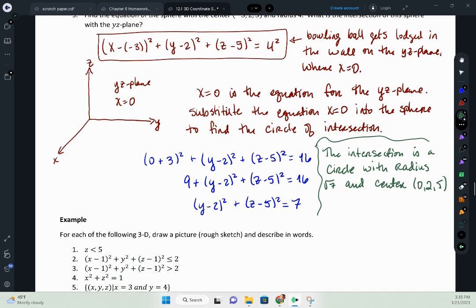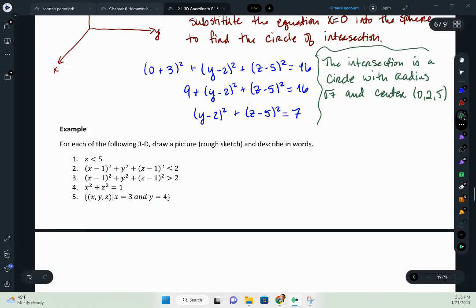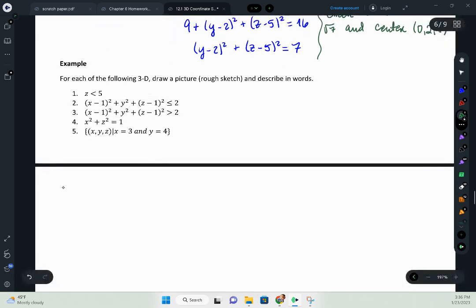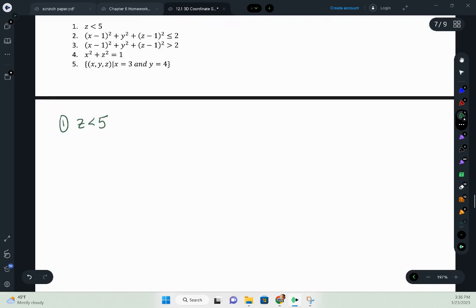All right. So in the next example, I gave 5 different equations or inequalities for you to start thinking about, and then come up with a rough picture and a description in words. So the first one is z is less than 5. And I'm going to go ahead and just try to draw what that means. But first, I'm just going to draw my axes. X, Y, and Z. And I'll stick 5 right about here.